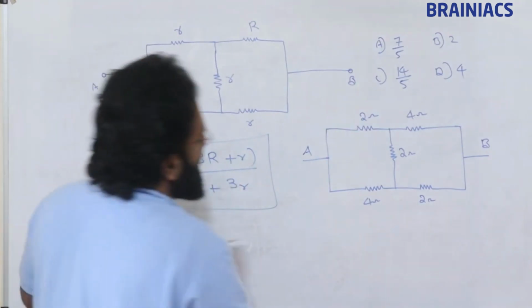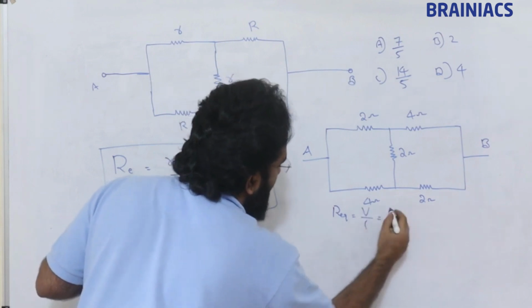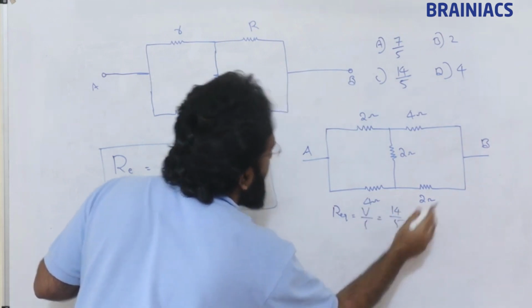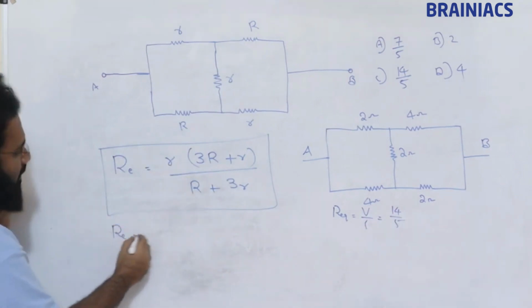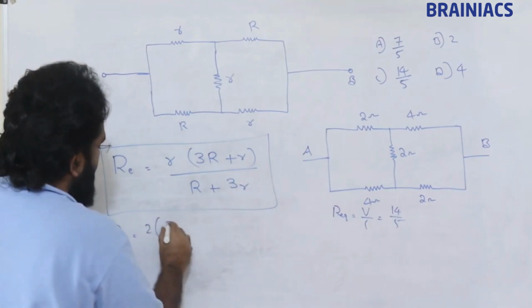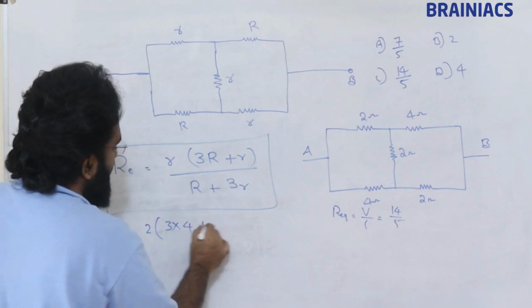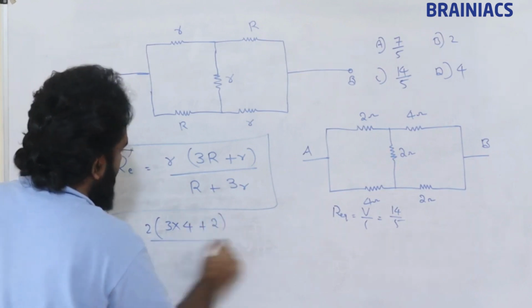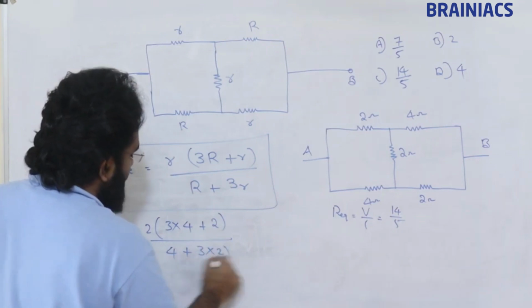In this question, we got R equivalent as how much? By V by I and all, we did and got 14 by 5. Now look at this. R equivalent is equal to small r, which is 2 here, into 3 into capital R, which is 4, plus small r, again 2, divided by capital R, which is 4, plus 3 into small r, which is 2.